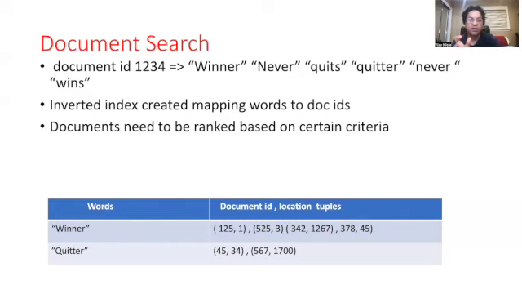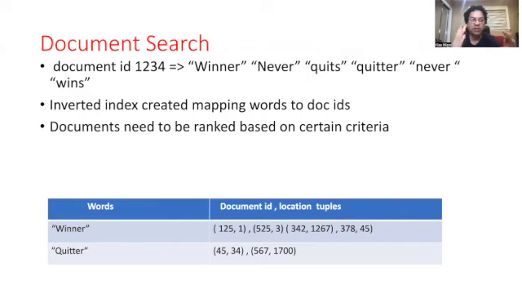So we search for this word, winner or the quitter, and let's say a lot of documents. Here I've taken one document 1234, but assume that these words appear in a set of documents. So what we do is create an inverted index. Why is it called inverted?